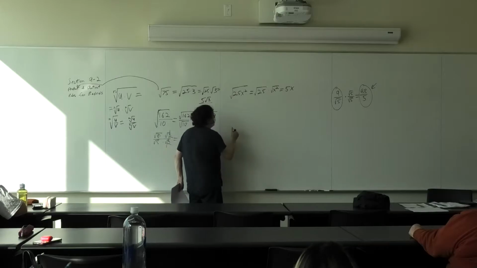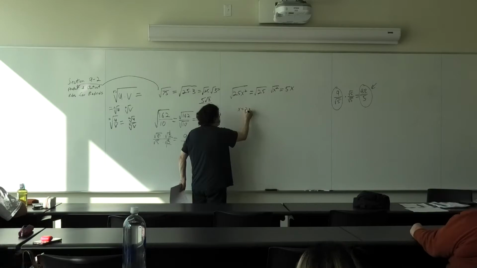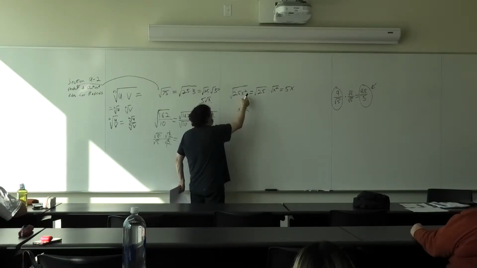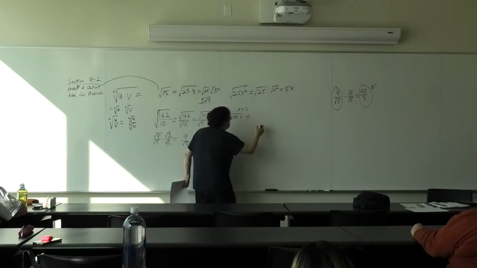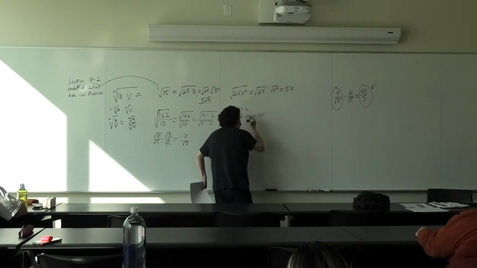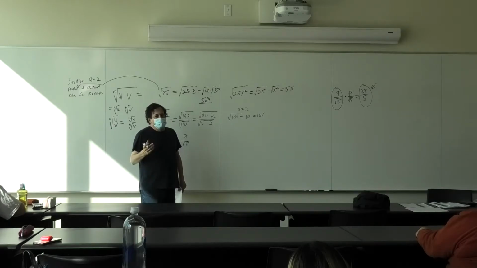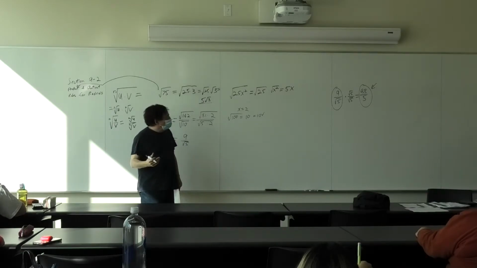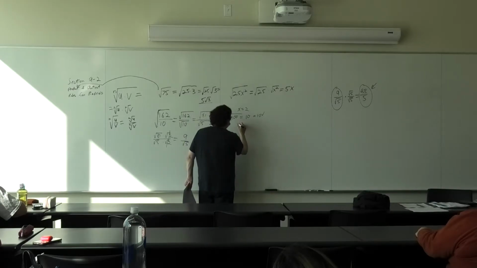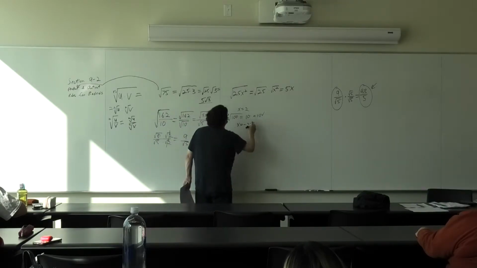Let's say x was 2, right? So we have the square root of 25 times 4, the square root of 100, equals 10. And 5 times 2 is 10. So that worked. But what if instead x was minus 2? Well, all right, let's see what happens.